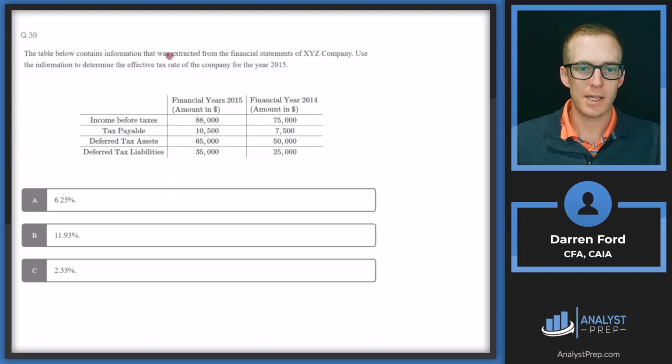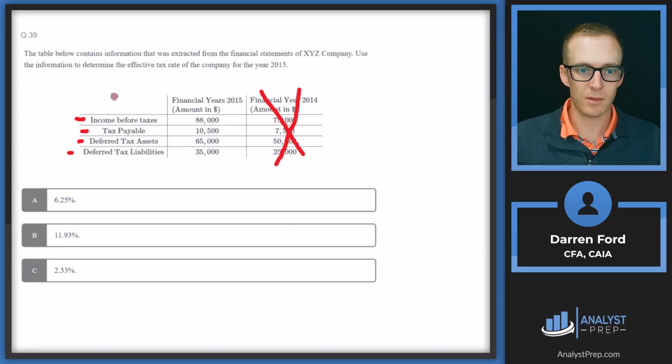The table below contains information that was extracted from the financial statements of XYZ company. Use the information to determine the effective tax rate of the company for the year 2015. So we have 2015 numbers and 2014. It looks like we're only going to be looking at 2015, so we can ignore all this. And we have some information here. So we've got income before taxes, tax payable, deferred tax assets, and deferred tax liabilities.